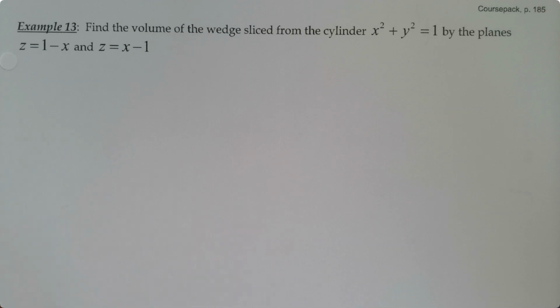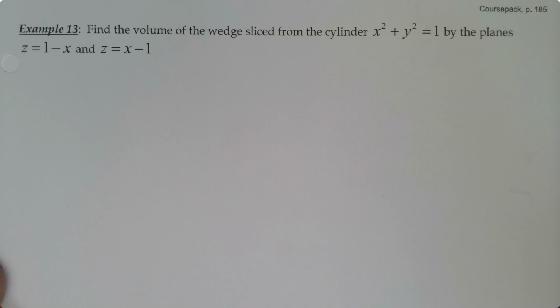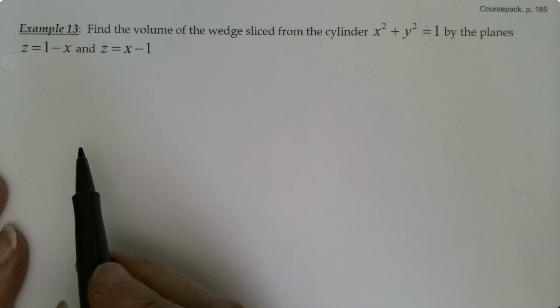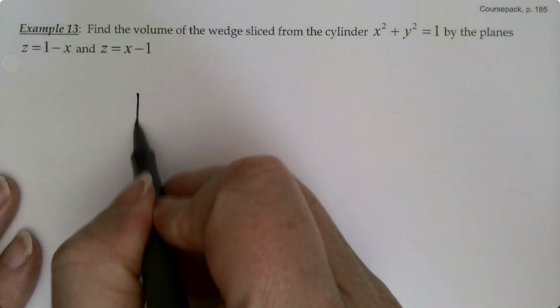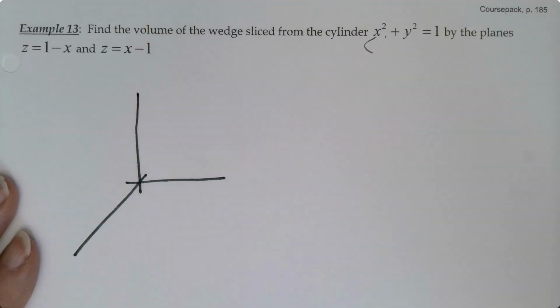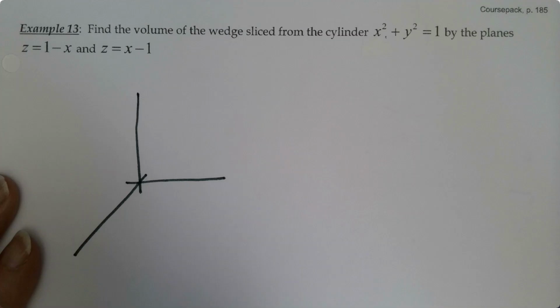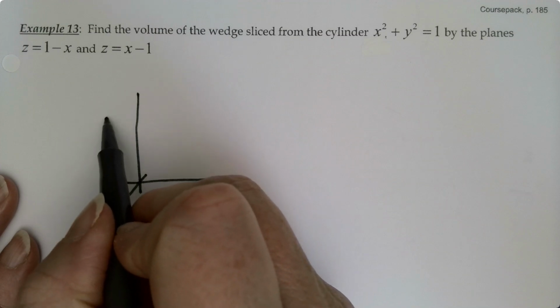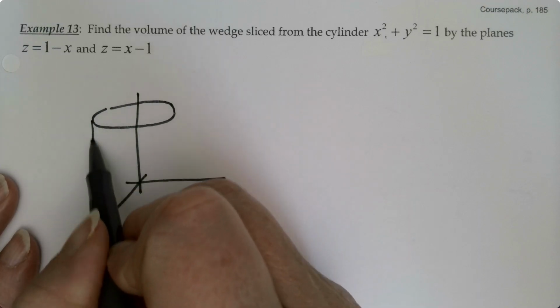All right, for this last example, we want to find the volume of the wedge sliced from the cylinder x squared plus y squared equals 1 by the planes z equals 1 minus x and z equals x minus 1. Okay, so first off, we know what a cylinder like this would look like. This actually is the classic cylinder that we know from geometry class, right? It's like a can. So we have x squared plus y squared equals 1, like this, and then we go straight down.